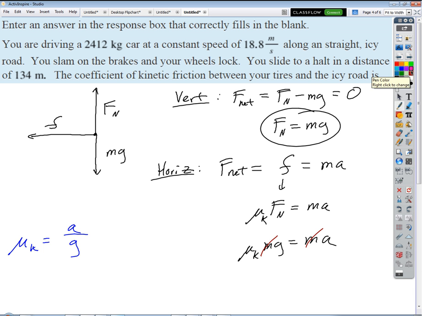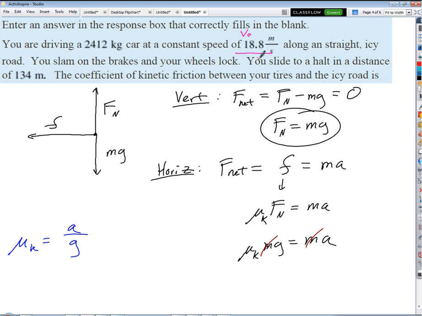Okay, good. So they gave us the initial velocity. That's just v naught, isn't it? Right? What's the final velocity? 0, because it comes to a halt. So v equals 0. They give us a distance, right? So we slide for a distance of 134 meters. So our displacement is 134. We could also say d naught is 0 and d final is 134.